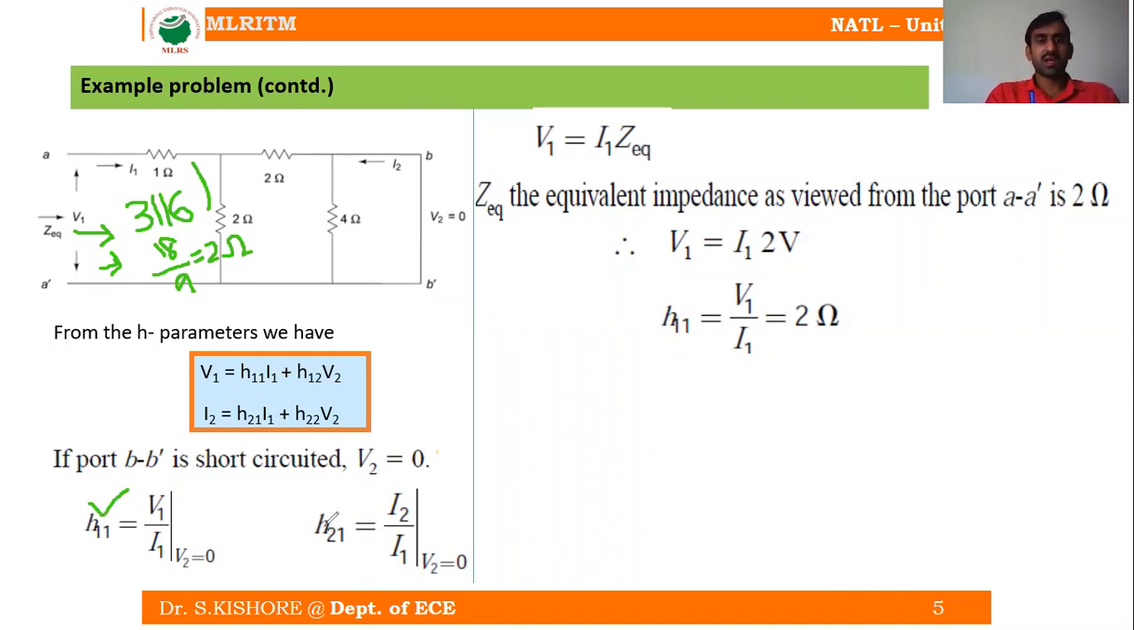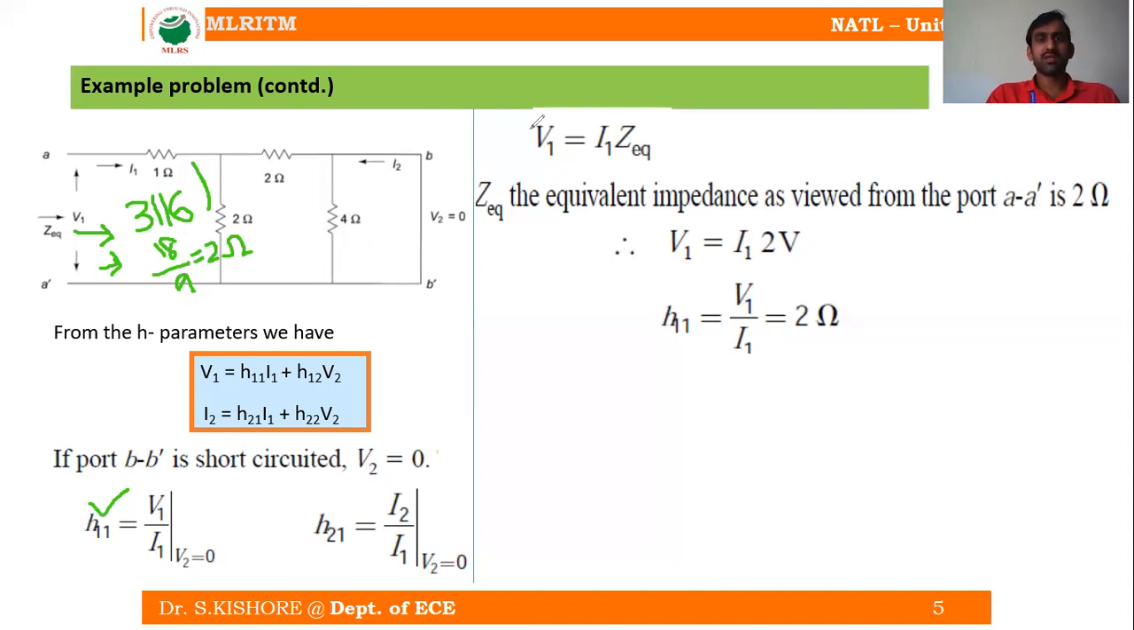Next we need to calculate the H21. For calculating the H21, you should get the equation in terms of I2 and I1. How to get this equation in terms of I2 and I1? Here this I2 is acting opposite to the I1 in the network. So I2 is going to be negative here. So let us calculate the I2. How to calculate this I2?